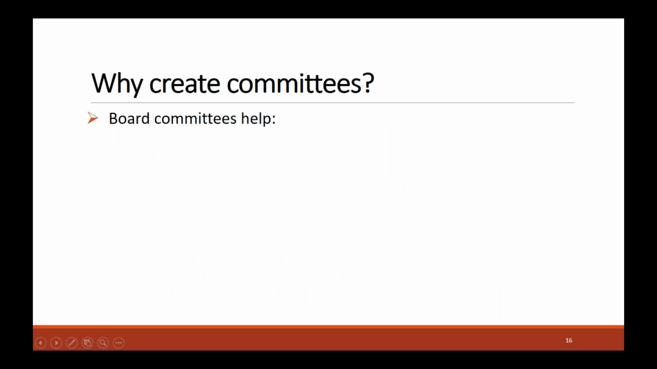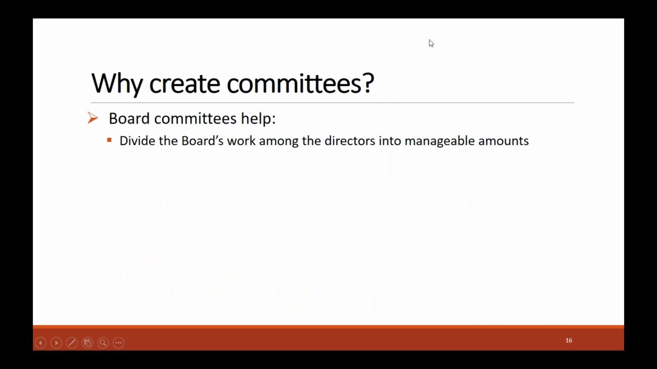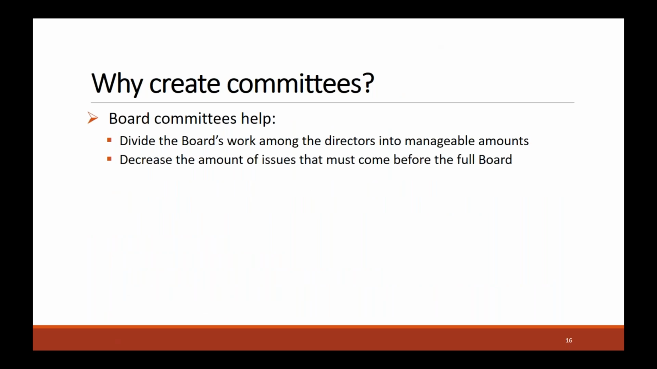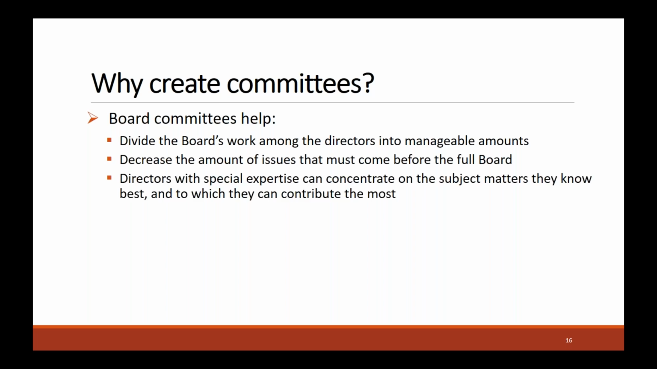So why would you want to create committees? Well, board committees are useful because they can help divide the board's work amongst the directors into more manageable amounts. They can decrease the amount of issues that come before the full board. They can help directors with special expertise concentrate on the subject matter that they know most about and to which they can contribute the most.